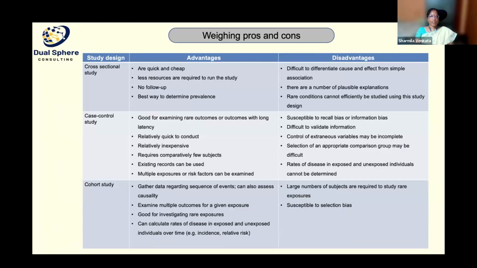If you are weighing pros and cons for the types of observational studies, that is cross-sectional, case control, and cohort studies, now let's look more deeply at the advantages and disadvantages of these different observational study designs. In this slide, we are summarizing the strengths and limitations of cross-sectional, case control and cohort studies.